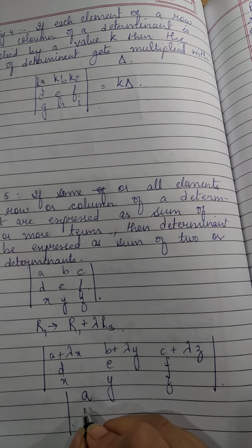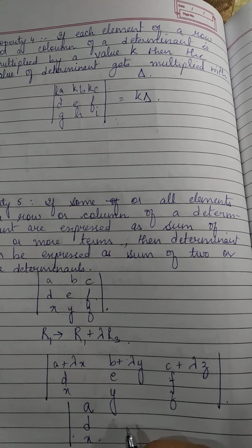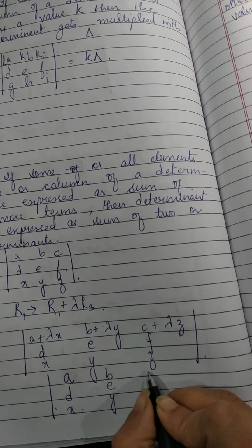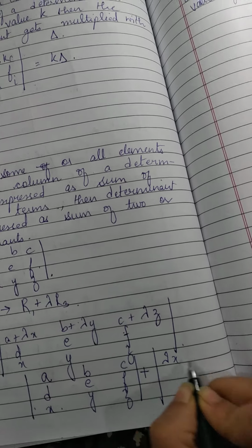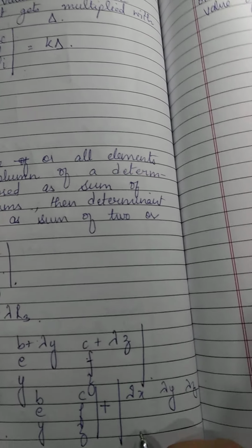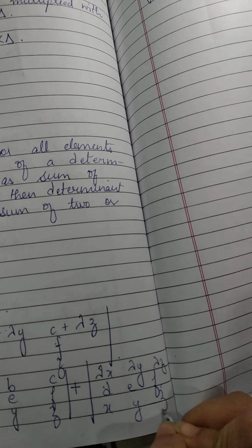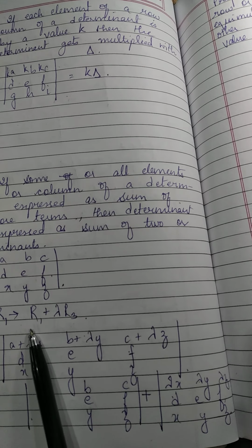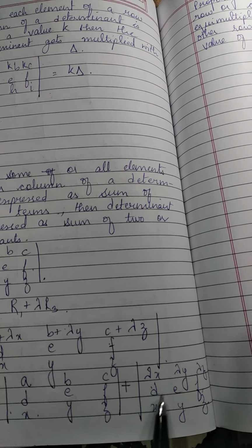We can write it as a sum of two determinants. That is, we can write this as A, B, C, D, E, F, X, Y, Z, plus lambda X, lambda Y, lambda Z, D, E, F, X, Y and Z. So we have represented this addition that we have done, the addition in a particular row, as the sum of the values of two different determinants.